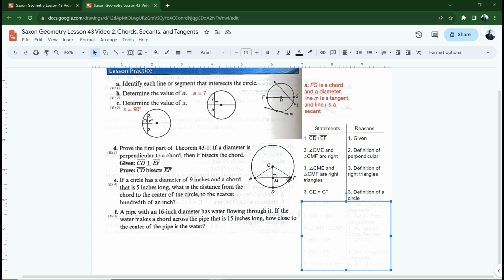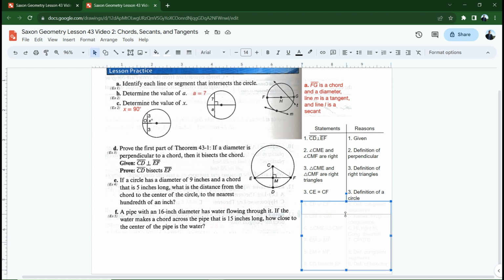C is the center of circle C. But that's sort of redundant because it's pretty obvious. But you can see C is the center of the circle, and therefore the distance, any radius is going to be equivalent to any other radius. It's going to be the same distance. And that's just the definition of a circle. So CE equals CF.